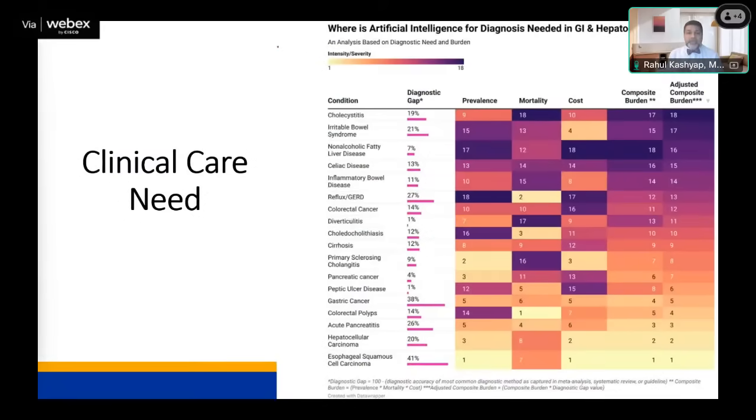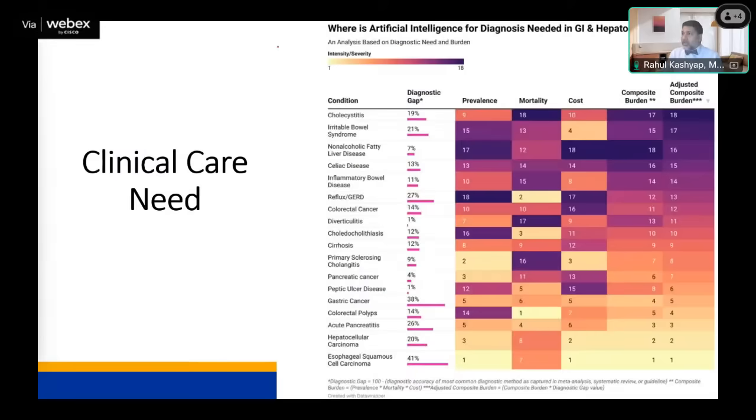Let me share some of the needs, and this is an example for those who are interested in gastroenterology. In gastroenterology, if you're looking to see what kind of diagnosis tools I should develop or look into, and that's one of the crux of this webinar today, you can focus on the things which have the highest diagnostic gaps. Here you can see the example of GERD or gastric cancer compared to peptic ulcer disease, which only has a 1% diagnostic gap. That means we don't have too much problem of diagnosing these things. However, the prevalence and mortality and cost for those models may differ.